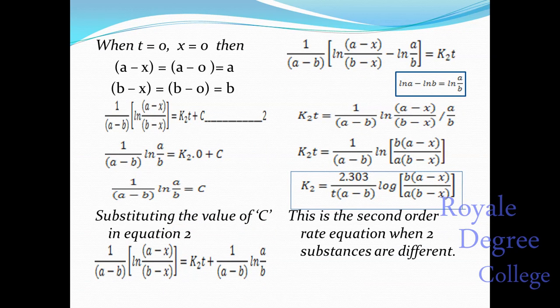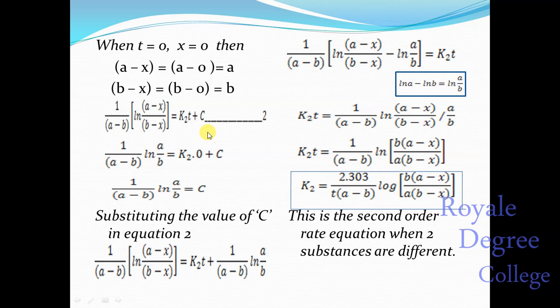When t is equal to 0, x is equal to 0. Then in place of x we write 0, so a minus 0 equals a, and b minus x again with x as 0 gives b minus 0 equals b. Now we are using this second equation. What is our second equation?